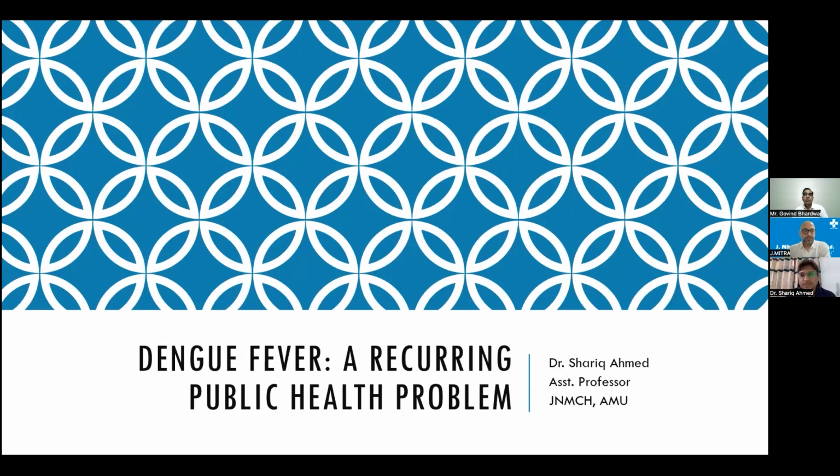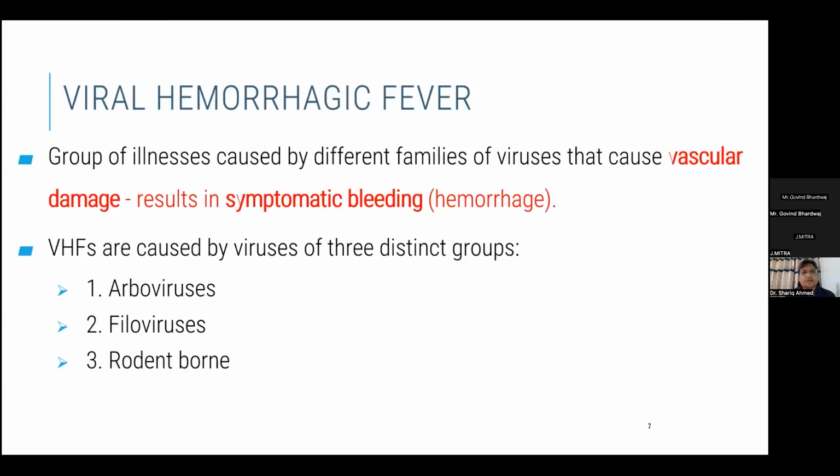Since we have a plethora of diverse attendees, I would like to discuss dengue with various aspects of it. So we will begin with dengue fever. Dengue fever comprises a viral hemorrhagic fever, in which there is viral vascular damage and symptomatic bleeding.